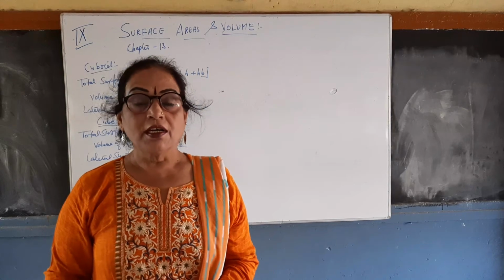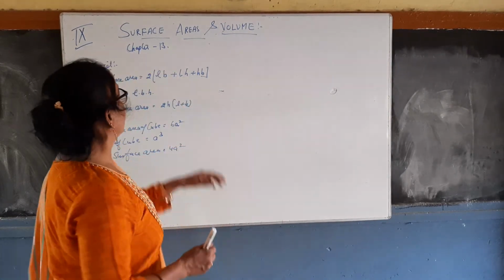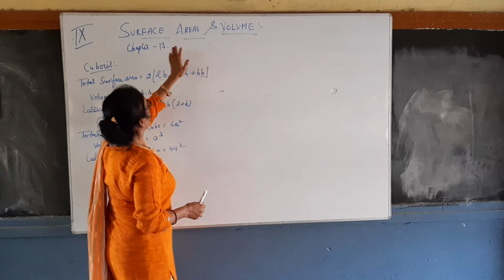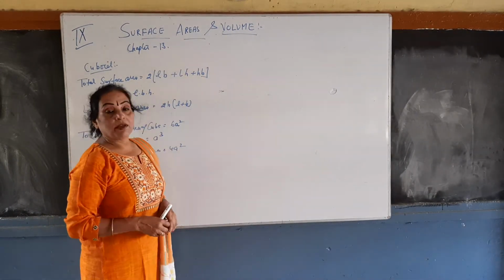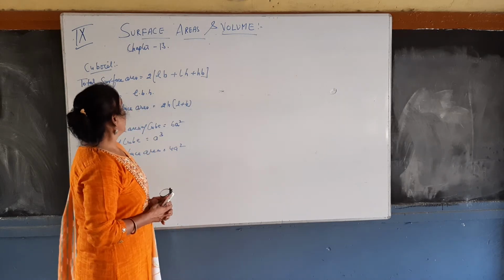Good morning students. Today I am going to start Surface Area and Volume. That is Chapter 13, Surface Area and Volume. So first is cuboid and cube.